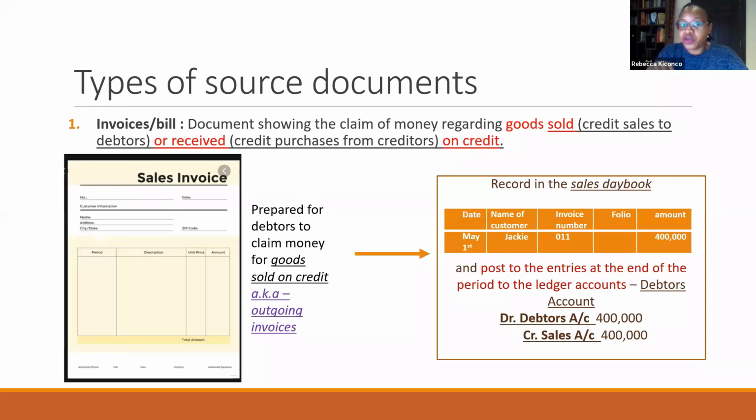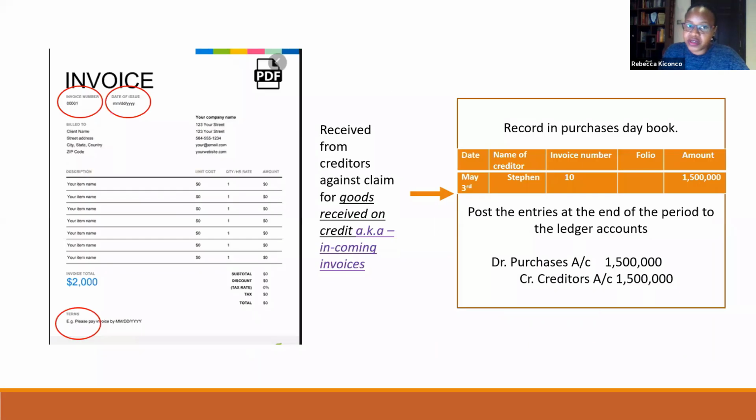This document, called the sales invoice, originates from within the business. This document, called a purchases invoice, comes into the business from your creditors. Okay? James, are we together? Yes, madam, we're together.